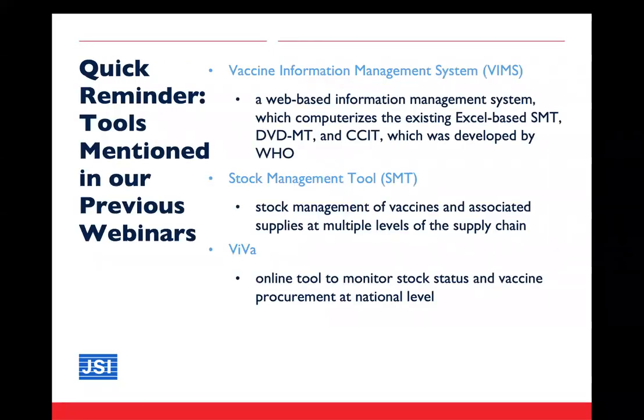As a quick reminder, if you attended or viewed our previous webinars in this series, you might remember that we talked about a few data collection and management tools, and we want to remind you of those here. We previously looked at VIMS, SMT, and Viva, each of which is used to manage and analyze different data related to our vaccines and our cold chains. We will include the links to the previous webinars in our follow-up so you can review those tools in more detail.